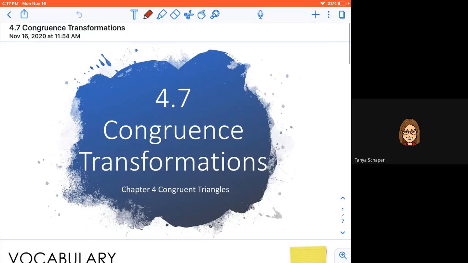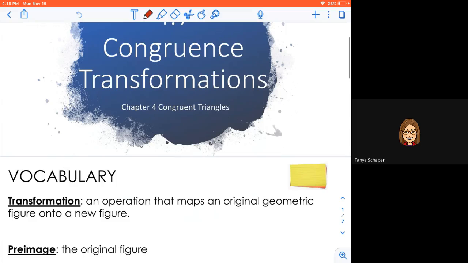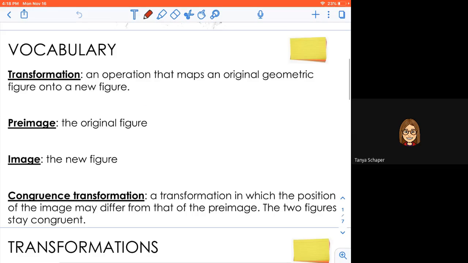So today we're going to be talking about congruence transformations. I know you've been talking about these since you were in elementary school. You talked about them in 7th grade, a little bit in 6th grade, but that was a while ago. So just really to fine tune what we're talking about. A transformation is an operation that maps an original geometric figure into a new figure. The pre-image is your original figure. The image is the new figure.